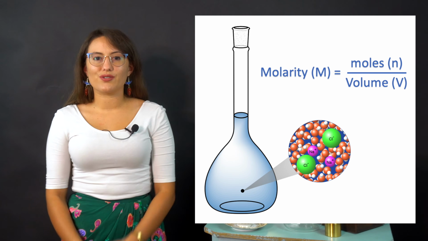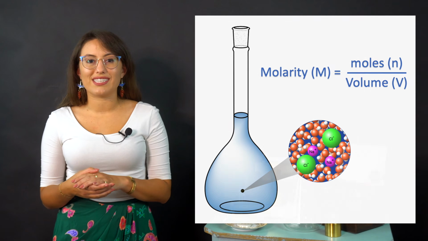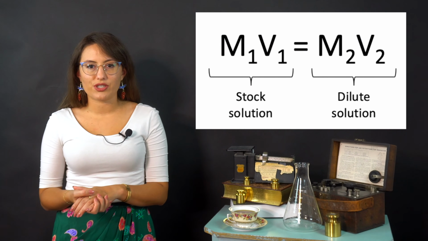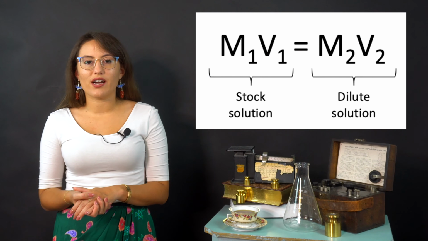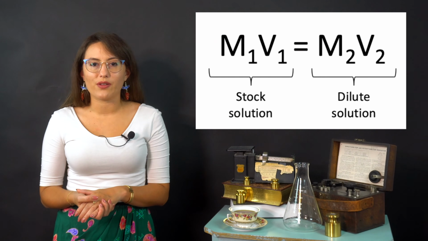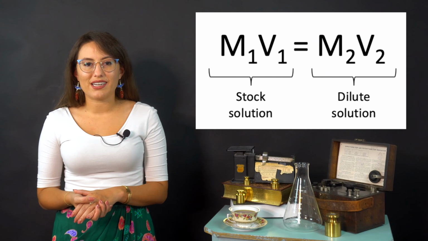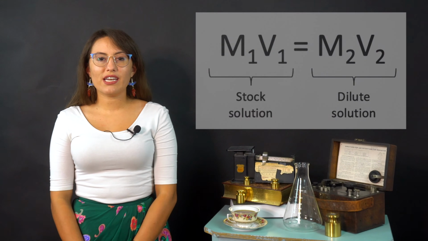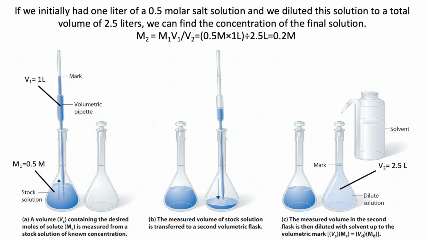A common procedure that is used to adjust or alter the concentration of a solution is dilution, which involves adding solvent to decrease the overall concentration. We can calculate the new concentration of this diluted solution by using the following equation. The initial molarity times the initial volume is equal to the final molarity times the final volume. If we initially had 1 liter of a 0.5 molar salt solution and we diluted the solution to a total volume of 2.5 liters, we can find the concentration of the final solution. When we rearrange this equation to solve for M2, we find that the final concentration of salt is 0.2 molar.